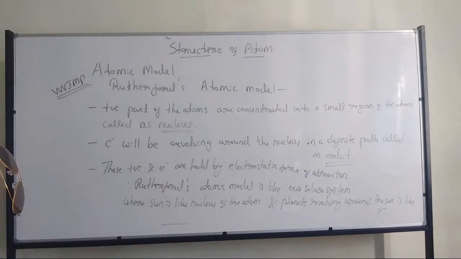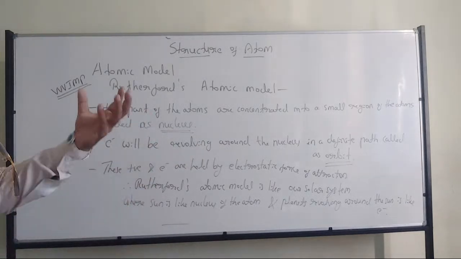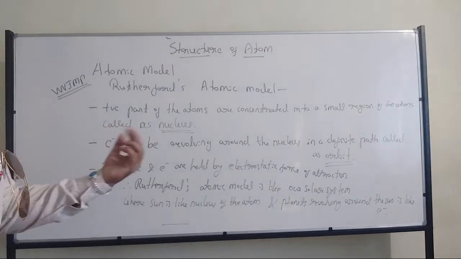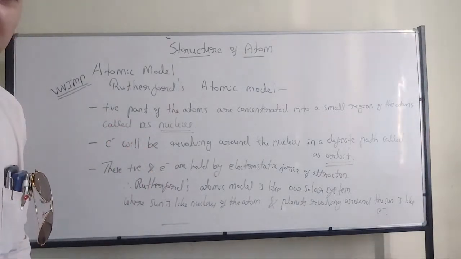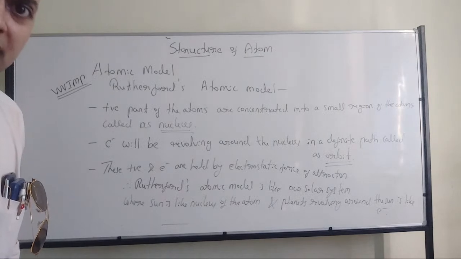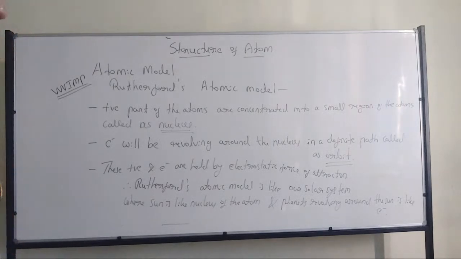Right? So in the solar system, what is there? We have the sun, and this sun will be revolved around by the planets like Earth and all. Okay? So yes, Rakesh, I will explain.